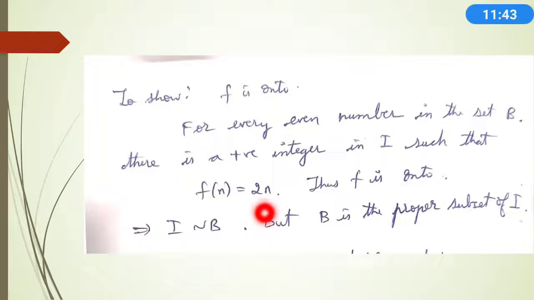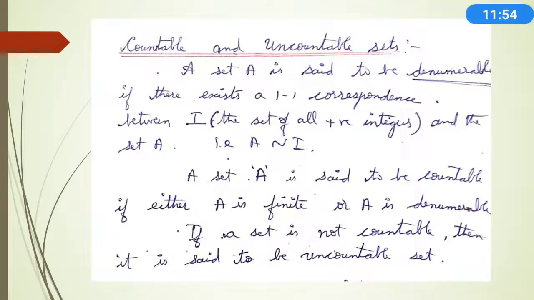Before getting into the countable definition, a set A is said to be denumerable. What does denumerable mean? If there exists a one-to-one correspondence between the positive integers and the set, whether it may be finite or infinite. If I am able to count the elements in my A, then I can say it is denumerable.